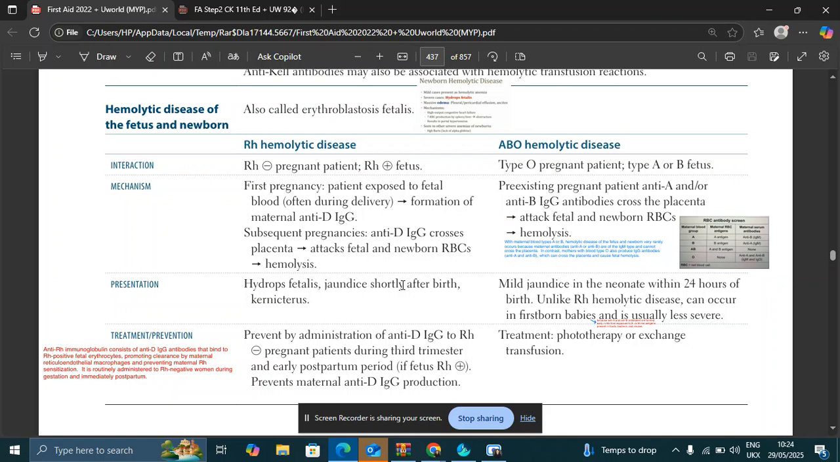and attack fetal RBCs. So this anti-D, anti-Rh immunoglobulin, which is anti-D IgG immunoglobulin, is almost always administered to Rh negative women, not to Rh positive, during gestation in the third trimester or immediately postpartum, to prevent Rh hemolytic disease of the newborn.